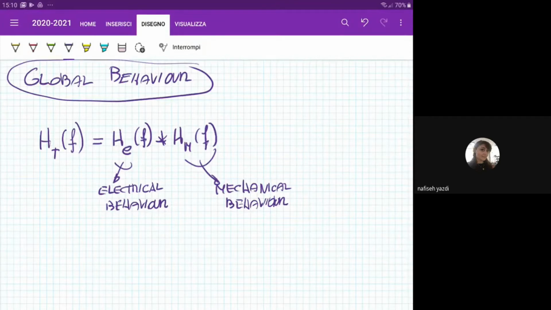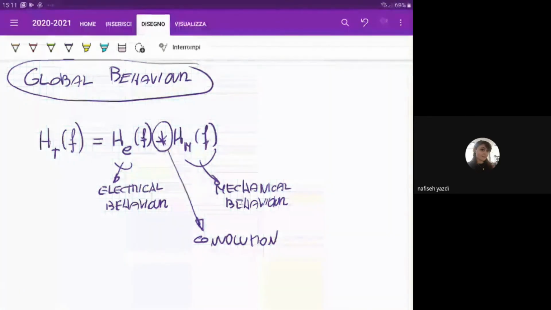Please note that we are talking about frequency domain behavior. So this star here is just representing that it is a convolution. In order to have the overall time domain behavior, you have to take the integral, so make the convolution, that is equivalent in the frequency domain to just having the product of the two transfer functions. But it is better to remember, so that is why I'm using the star. It reminds me that it's a convolution between the mechanical and the electrical behavior.